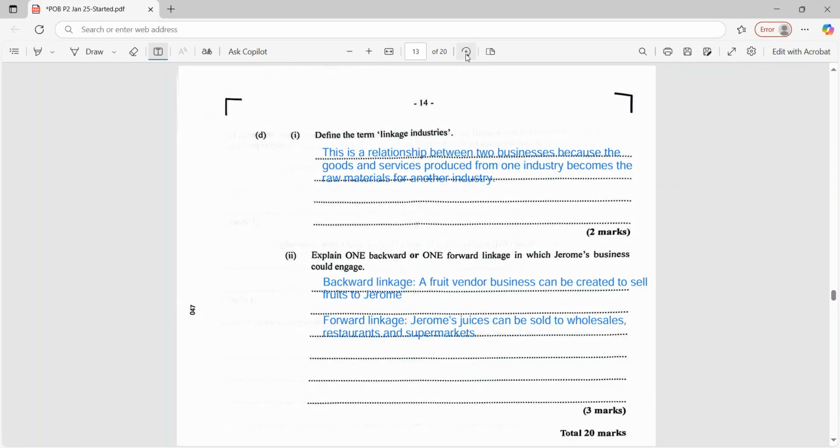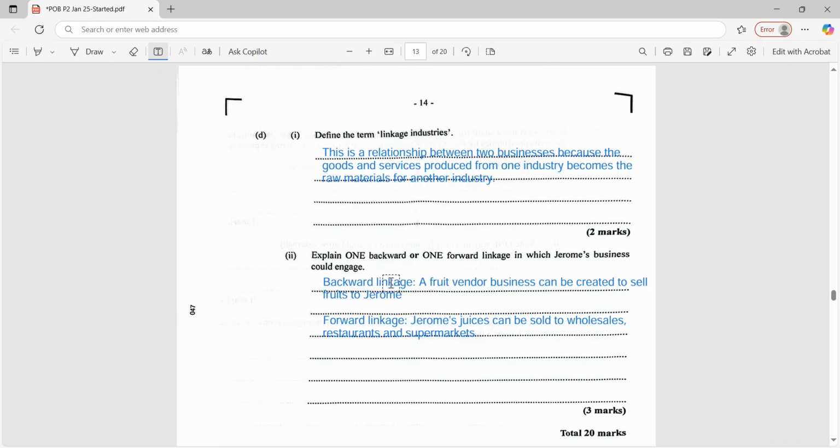Next, it says that we should define the term linkage industries. A linkage industry is a relationship between two businesses because the goods and services that are produced from one industry will become the raw material for the other industry, right? And in Jerome's business, we should explain one backward or one forward linkage, which means that if you chose backward, you only do backward, and if you choose forward, you only do forward. So I gave you two examples. So one for if you chose backward, and one if you chose forward.